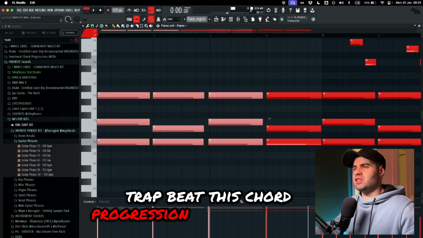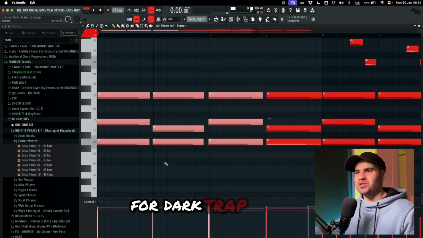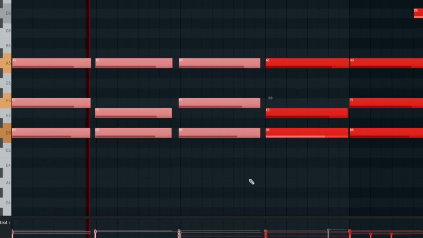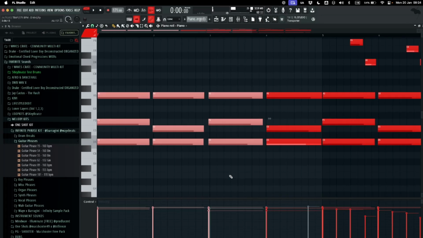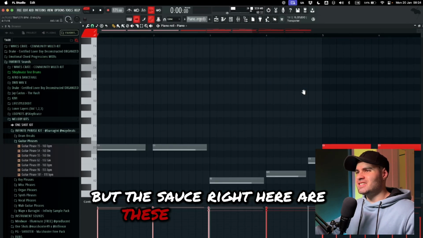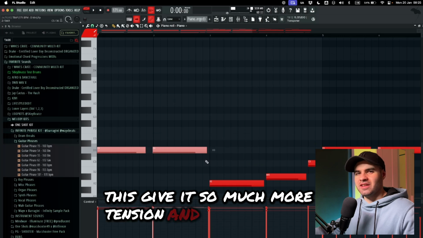This chord progression is the most basic and overused chord progression for dark trap beats. But the sauce right here are these low dark notes. These give it so much more tension and darkness to it.